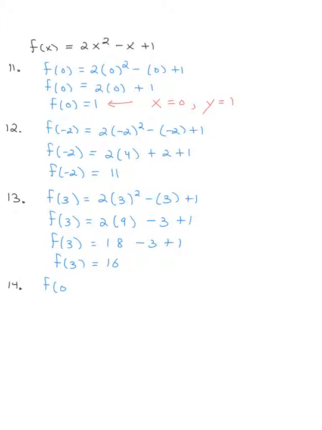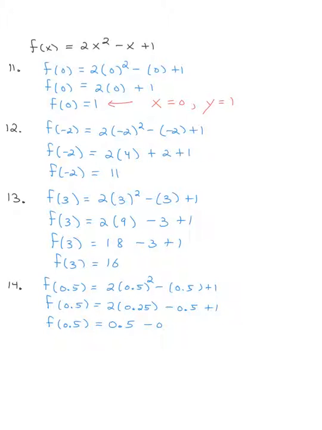F of 0.5, again just plugging this directly in, we get 2 times 0.5 squared minus 0.5 plus 1. So f of 0.5 is equal to, okay, 0.5 squared is 0.25. We're just simply subtracting 0.5 and then adding 1. So f of 0.5, okay, it's going to be 0.5 minus 0.5 plus 1. F of 0.5 is simply 1.